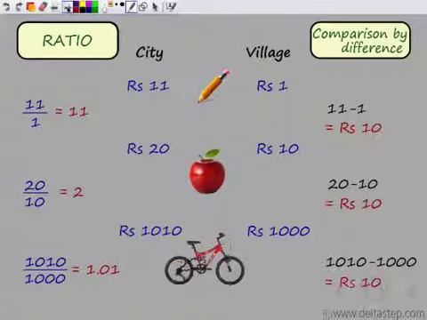So what we observe is, with ratios, we get a better idea or better scenario, or we can compare it in a much better way. Though we can compare it by difference too, which is the same in all these three cases, ratio is giving me a better understanding of the prices in city and village.